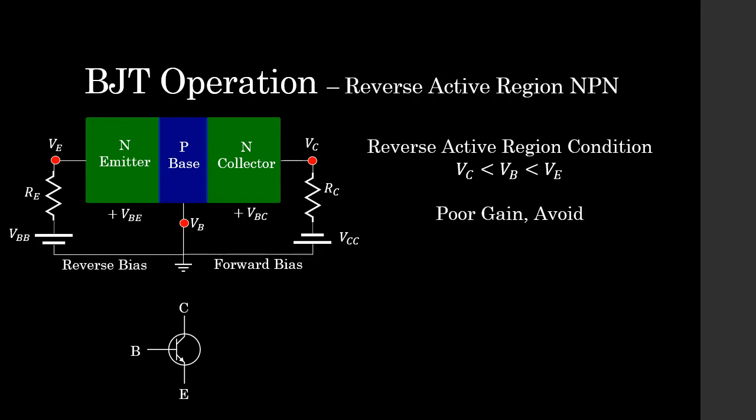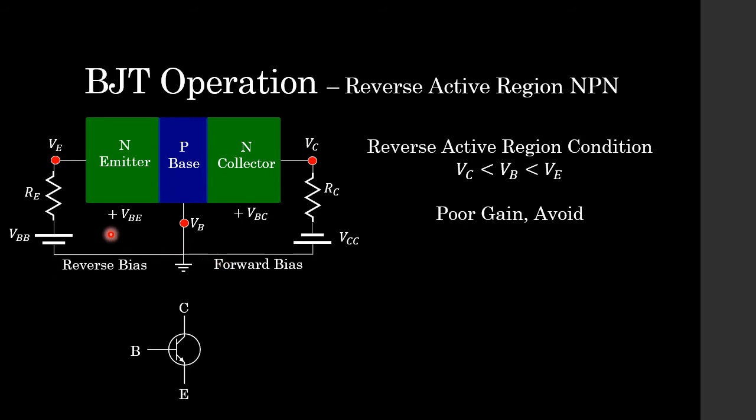Finally, students, you won't come across this much, but this is the reverse active region for the NPN transistor, and the condition here is the opposite to the active region. So we have to have our base voltage greater than our collector, but less than the emitter voltage. Now the problem with this configuration or region of operation is that it has very poor gain, so we typically tend to avoid it. But just so that we know what it's like, let's take a look at our circuit diagram.